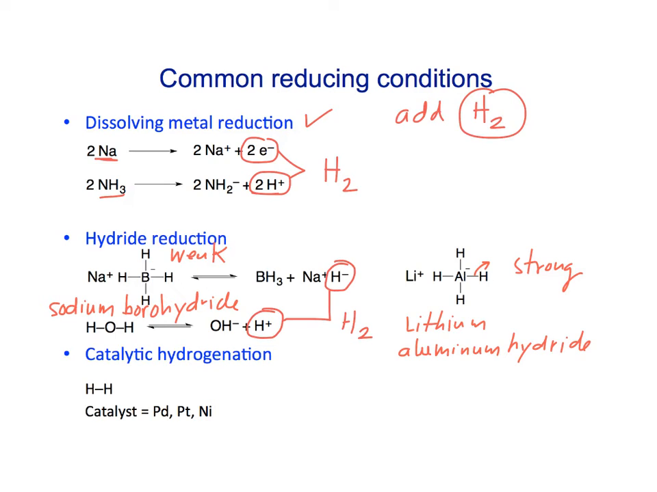The last method is called catalytic hydrogenation, and this is where a molecule just reacts directly with H2. Most times this reaction doesn't happen spontaneously, but has to be done in the presence of a catalyst, usually a metal catalyst like palladium, platinum, or nickel. Oftentimes the palladium is adsorbed onto charcoal or graphite, so it's oftentimes called palladium on carbon.